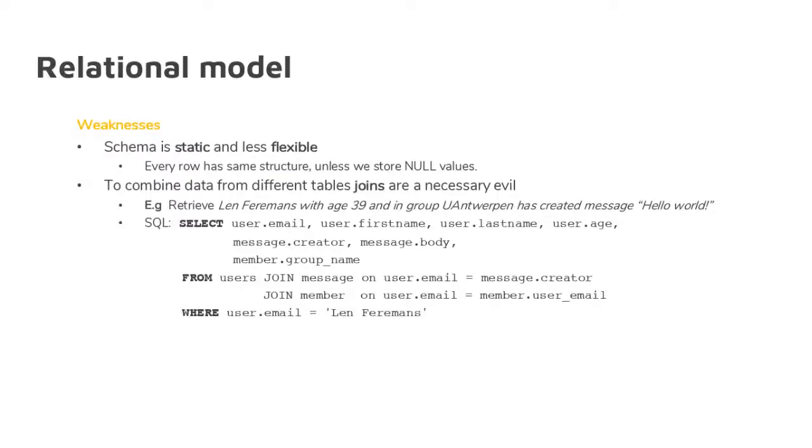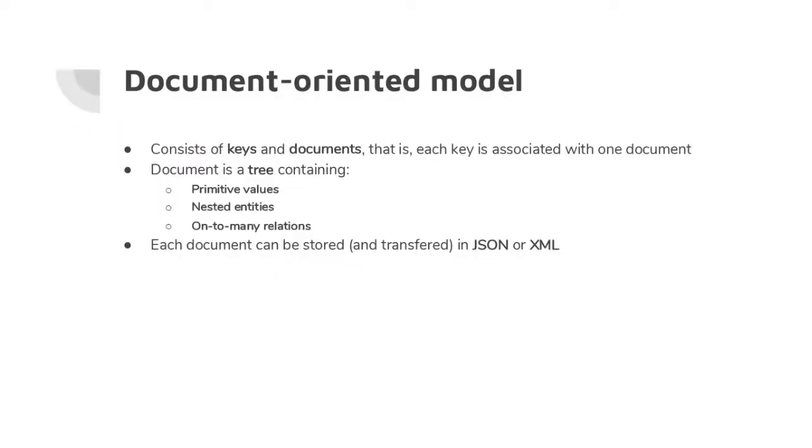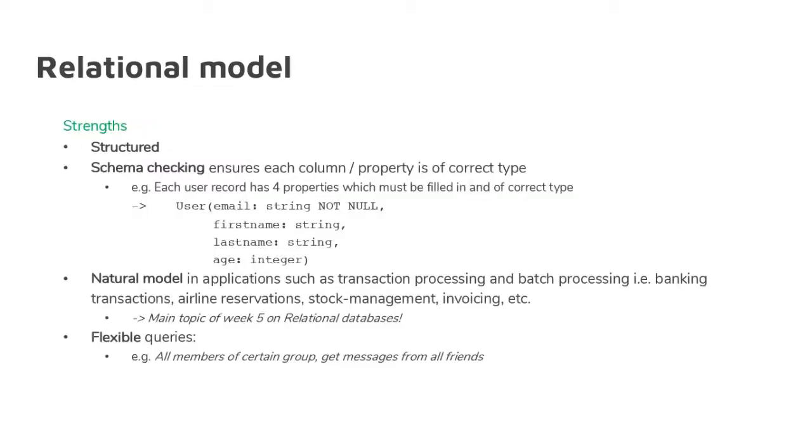So here I have an example. If I want to retrieve Len Veermans with age 39, which is in the users table, and also the group, which is in the member table, and also the content of the message, I have to combine three different tables, namely user, message, and member. So this is an example query in SQL, and we will go back into details of SQL in week 5, but it's kind of complex. So joins are nice because you can do a lot with them, but they're a necessary evil. Okay, and that's in very short a relational model.